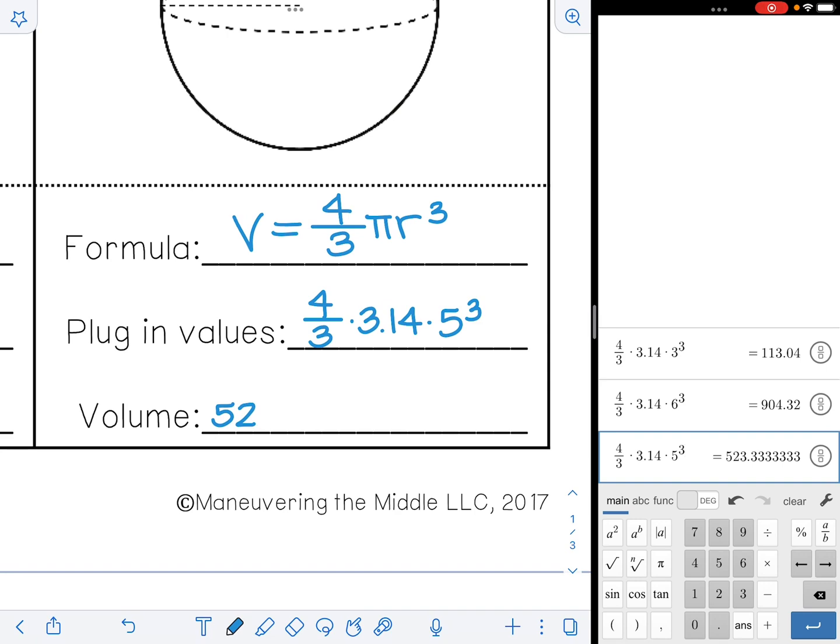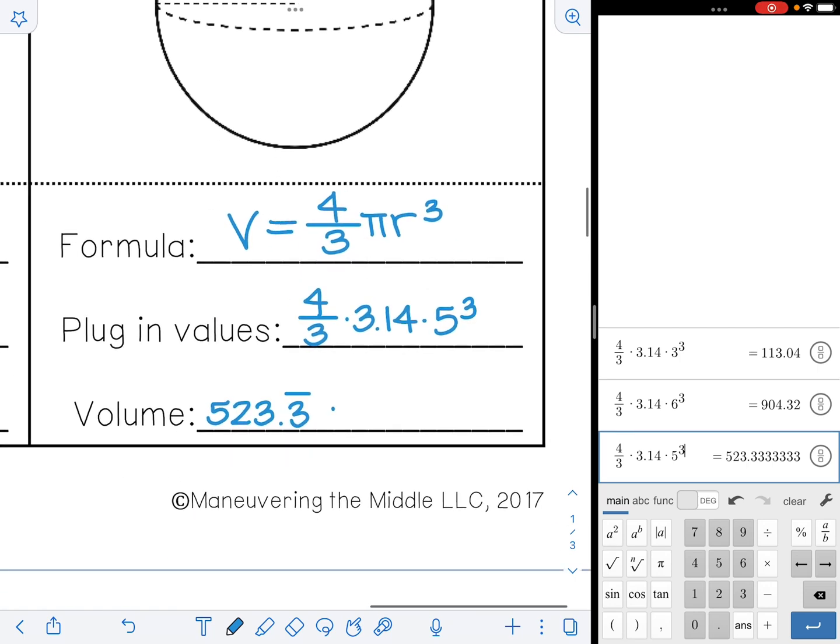So I'm just going to write that as 523.3 with the bar units cubed. So like with a cone, because we're multiplying by a fraction, you might sometimes see a volume that has a never-ending decimal.